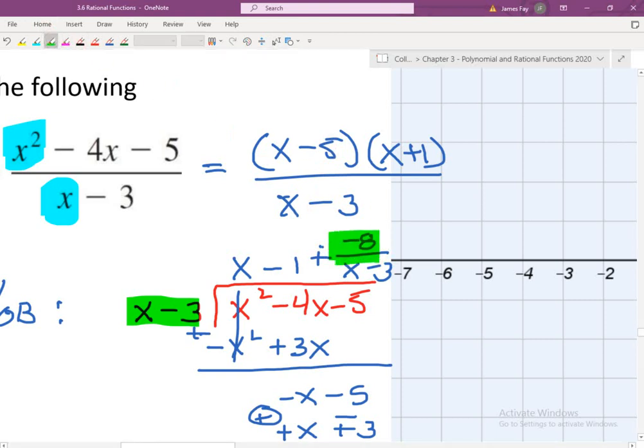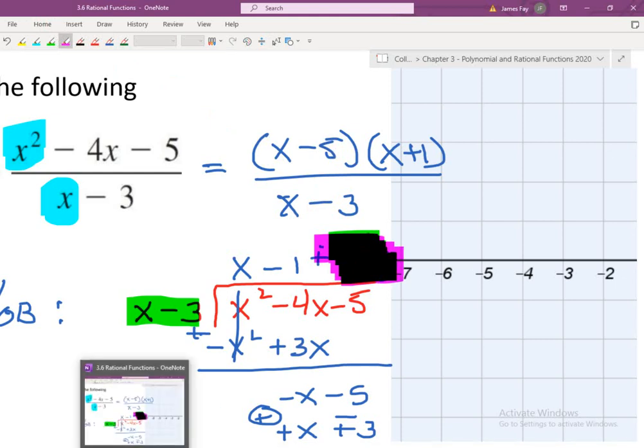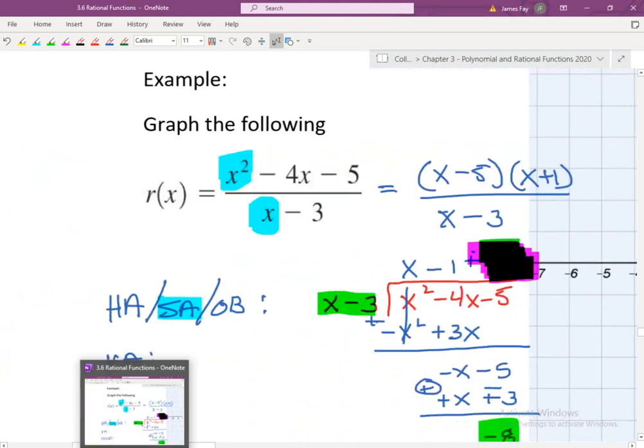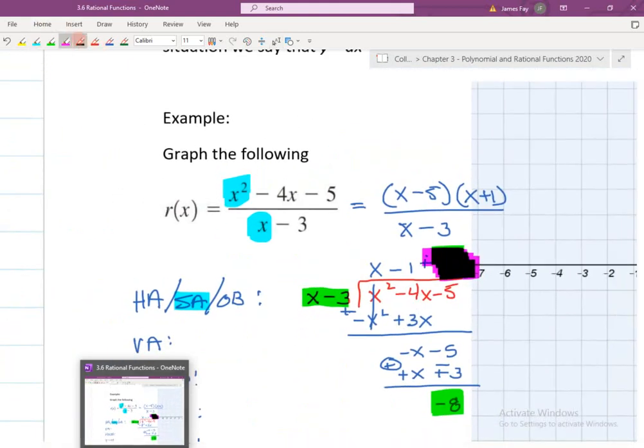The argument is that this thing right here is negligible. It doesn't do anything for us when x is really big. So what is the only thing that is creating a y value for us when x is really big? It's x minus 1. Does that make sense? So x minus 1, just the quotient, that is your slant asymptote.